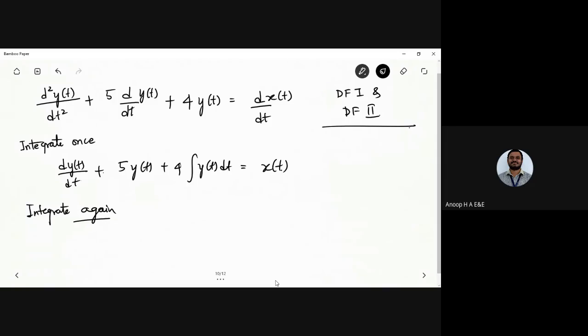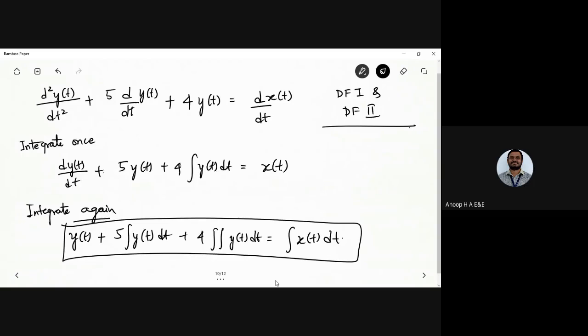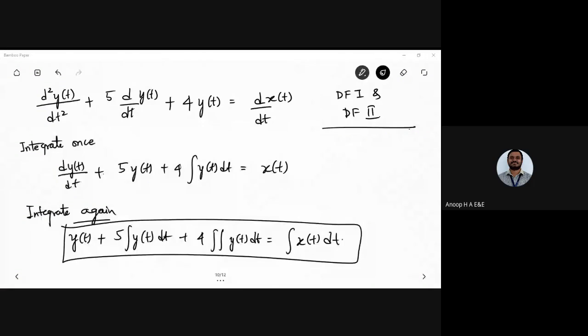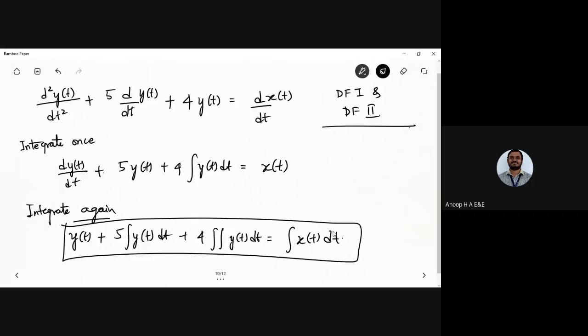Okay, integrating it again, what I'm going to have is y of t plus 5 times the integral of y of t dt plus 4 times the twice-integrated y of t dt, that would be equal to the integral of x of t dt. So this is what you are going to understand as y of t plus 5 times the integral of y of t dt plus 4 times the double integral of y of t dt. That's how we are going to realize the given differential equation, and you are going to integrate it.